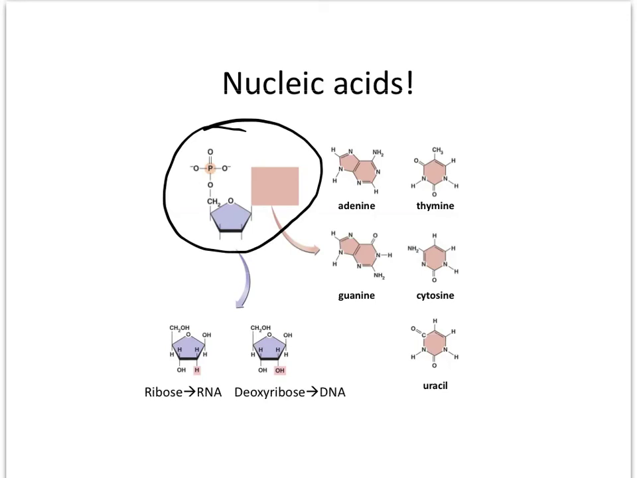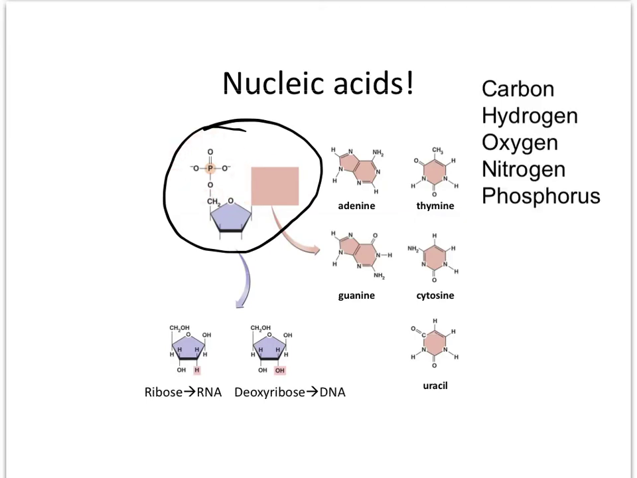nucleic acids. This is a nucleotide. It has a nitrogenous base, which is indicated right here, a sugar, and a phosphate. Nucleotides are going to differ in a couple of different places from one another. In the nitrogenous bases, and these are right up here, there are 5 different kinds of nitrogenous bases that are found in all nucleic acids: adenine, thymine, guanine, cytosine, and uracil.